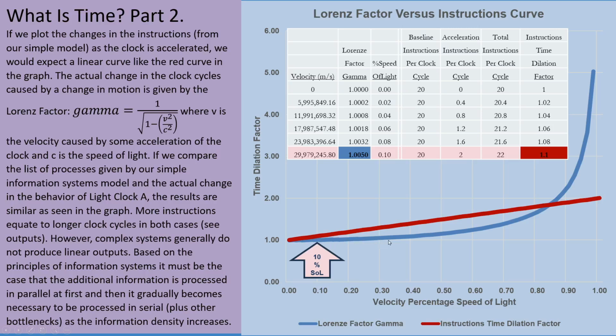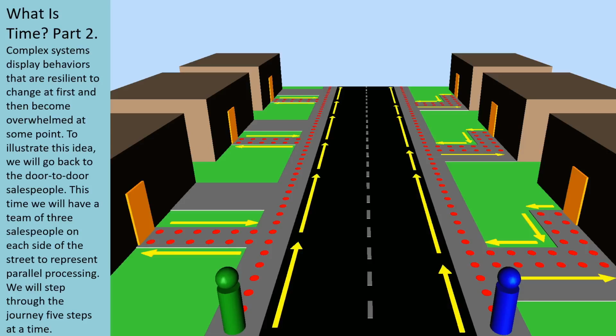The actual curve that explains the changes in the behavior of the clock system predicts a more complex system than just extra instructions being processed. They have to be processed in parallel. That's what it suggests. Complex systems display behaviors that are resilient to change at first and then become overwhelmed at some point. To illustrate this idea, we will go back to the door-to-door salespeople.